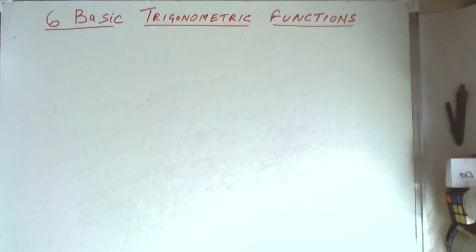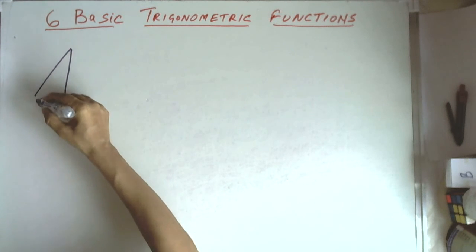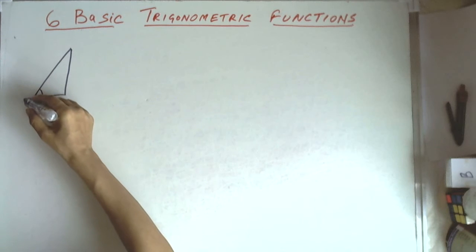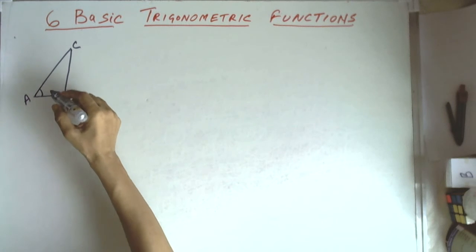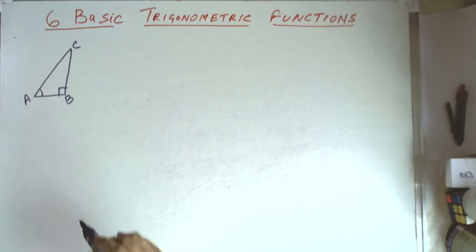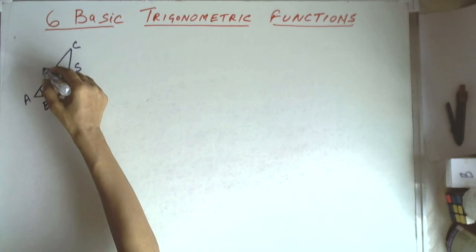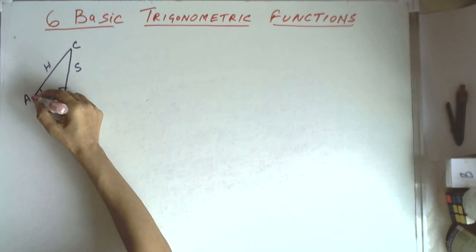In this video, we will learn the 6 basic trigonometric functions. Now, what we have learned is that trigonometry deals with right angle triangles. So now we will draw a right angle triangle. ABC is the triangle, where angle B is the right angle, BC is the side, AB is the base, and AC is the hypotenuse. And this angle is angle A.